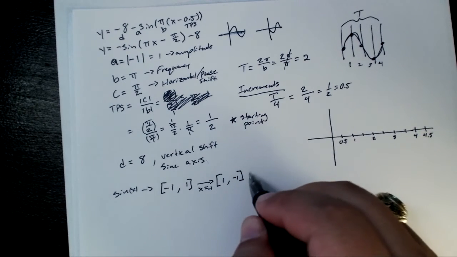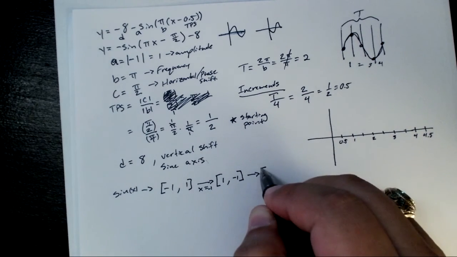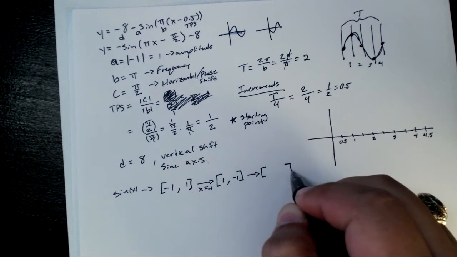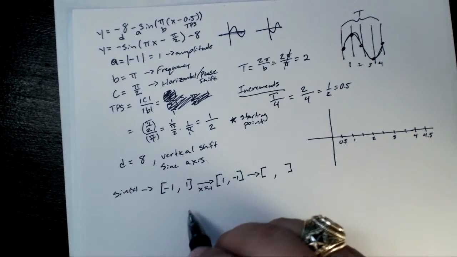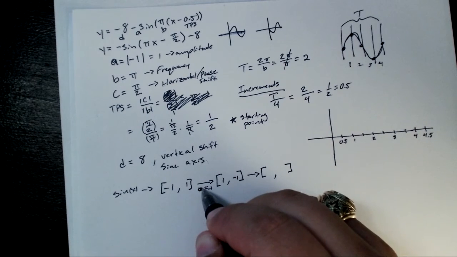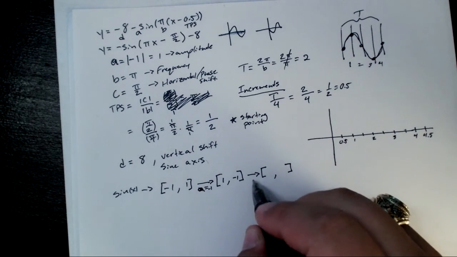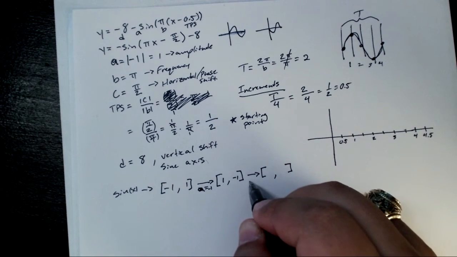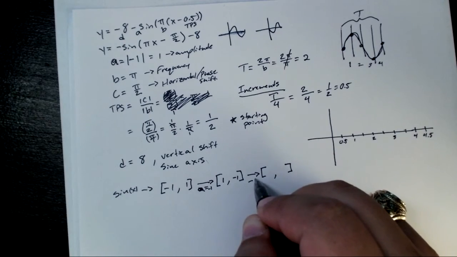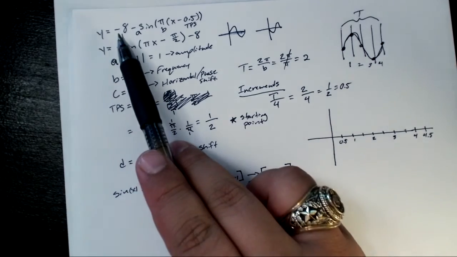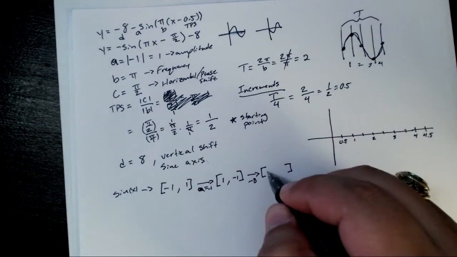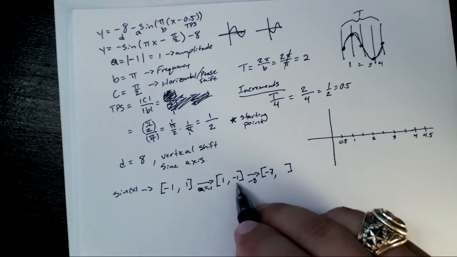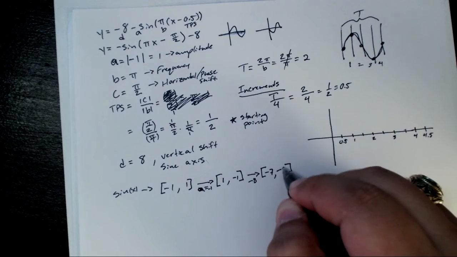Okay, the next thing that you want to do is add the sine axis value to it. Okay, so we're going to take the sine axis and we're going to subtract 8 in this case, right? Because our sine axis was minus 8. So we're going to subtract 8 from 1, so that'll give us negative 7, and we're going to subtract 8 from negative 1, which will give us negative 9.